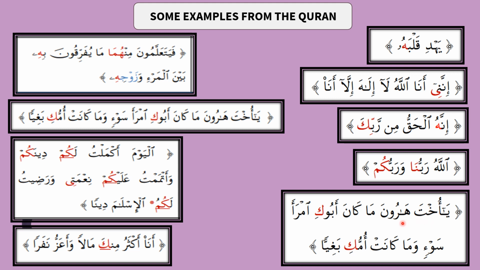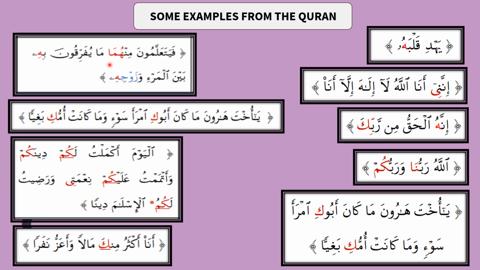Ya ukhta Harun ma kana abuka. So this, abuki. This kaf damir is attached with the noun, and this noun is from the asmaul khams, but still it is a noun. So the position of this kaf is mudaf ilayh. Similarly, ummuki attached with a noun. So the position of kaf damir is mudaf ilayh. Let's see here.